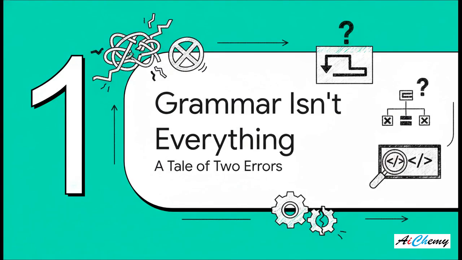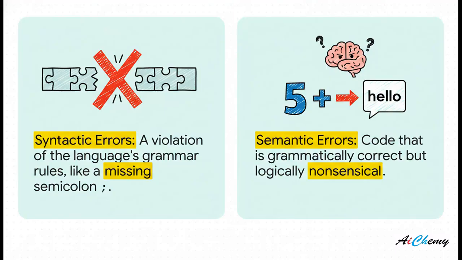All right, first things first. We really need to nail down the difference between an error in your code's structure versus an error in its logic. They are two totally different beasts. Over on the left, we've got syntactic errors. You can just think of these as basic grammar mistakes. A missing semicolon, a bracket that was never closed. The compiler just throws its hands up because it can't even figure out the shape of what you wrote.